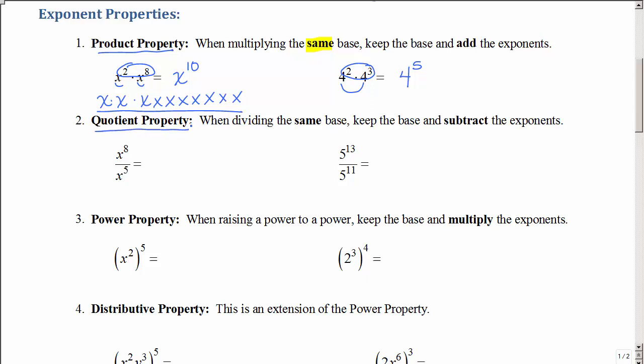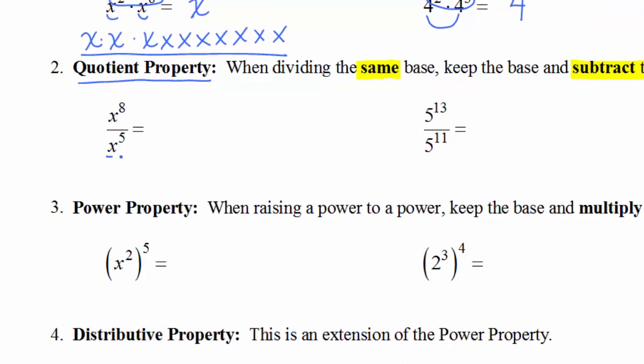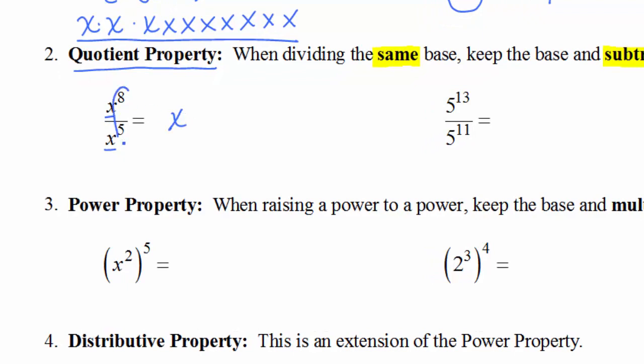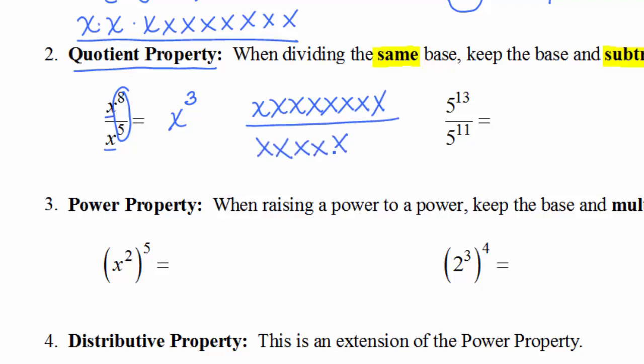Next thing, quotient, meaning divide. When dividing, again, that same base, keep the base, subtract the exponents. Right, so I have the same base, which is x, and I subtract 8 minus 5 is 3. Why does that work? Well, if I have 8 x's on top and 5 on the bottom and I was reducing, I'd reduce everything except for 3. That's why that works.